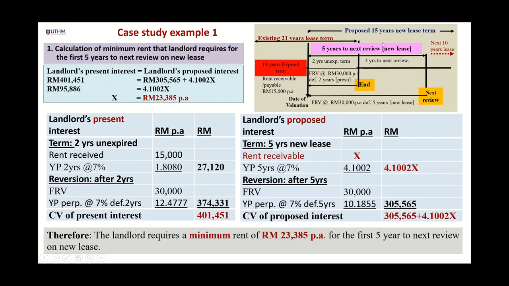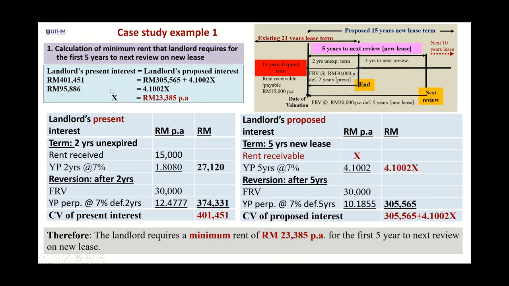But for the proposed, because of the arrangement that they made before in the questions, the first 5 years to the next review is 5 years deferred to the market value to the landlord or the owner of the property. So 30,000 market rent will be reverted back to the landlord in perpetuity. However, it will be deferred 5 years, and this is the amount of the reversionary value, which is about 300,000. So the capital value of the proposed interest is here.